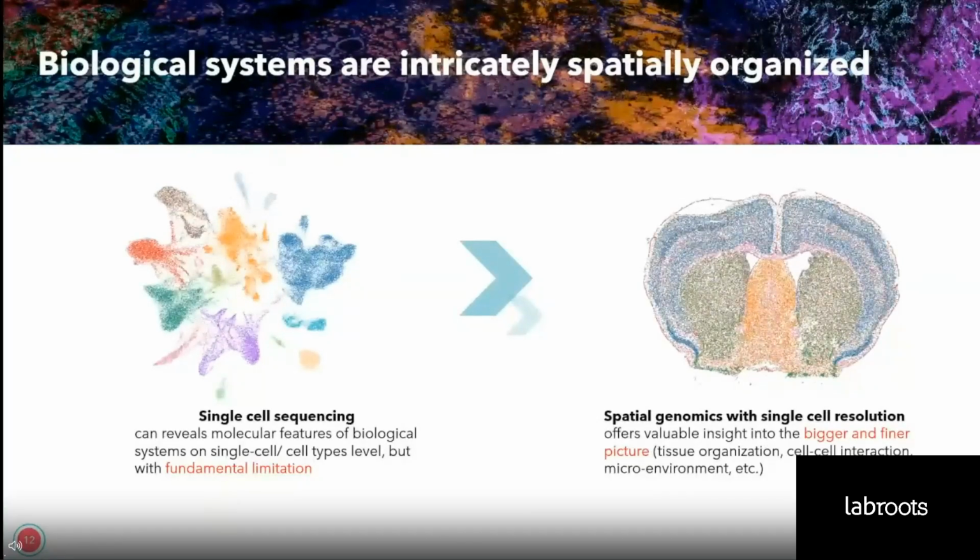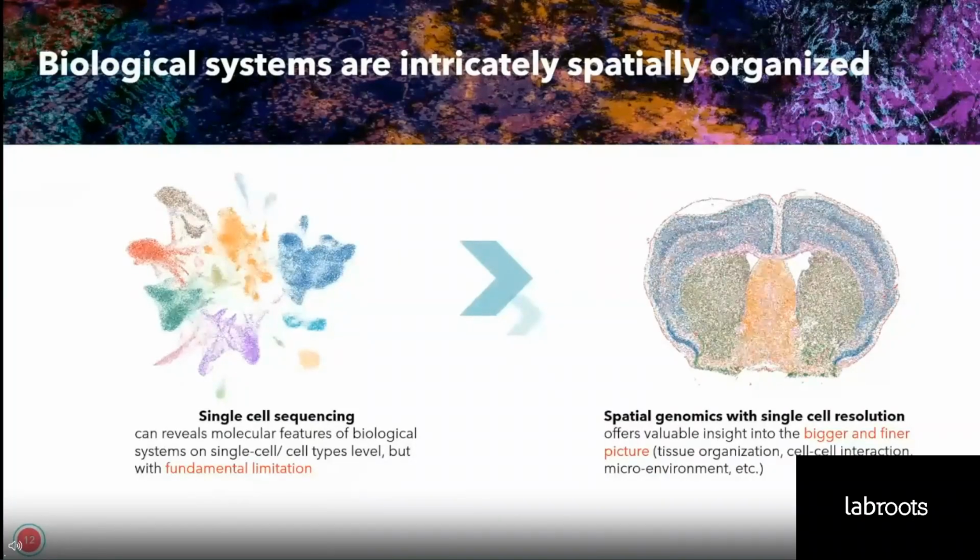Take the brain as an example. It's not a random mixture of various cell types, but a highly organized structure with all cells organized spatially and connected. With single-cell sequencing, you can obtain molecular features of each single cell or cell type, but that doesn't automatically lead to a good understanding of how tissues and organs are organized and work.